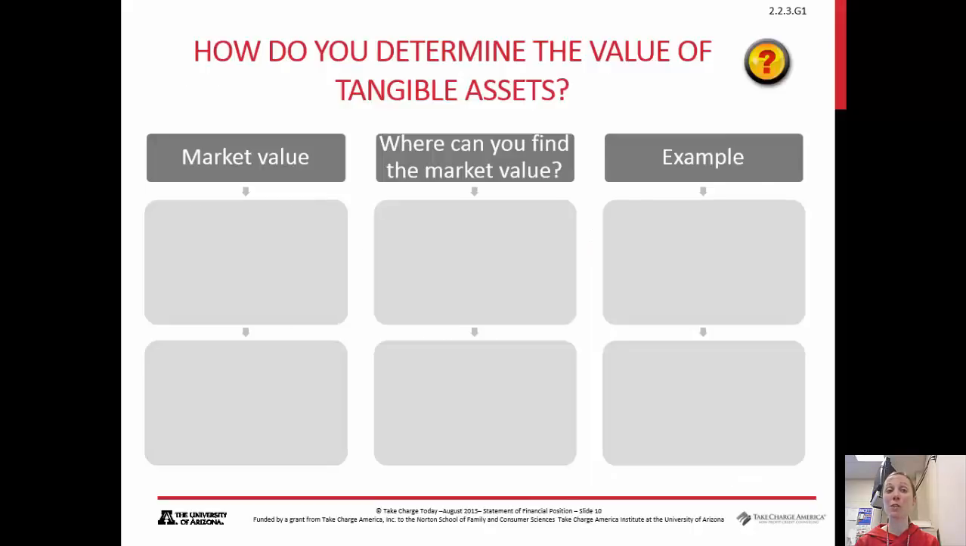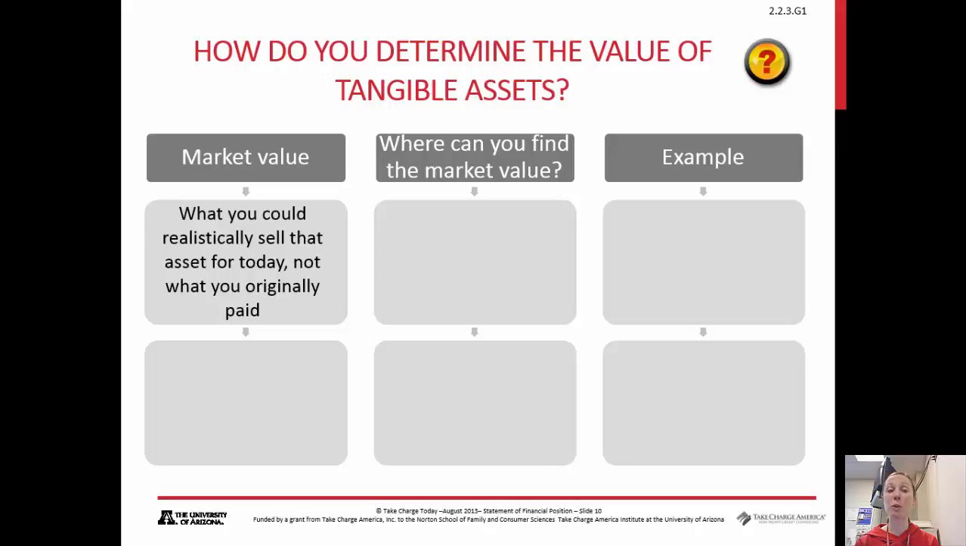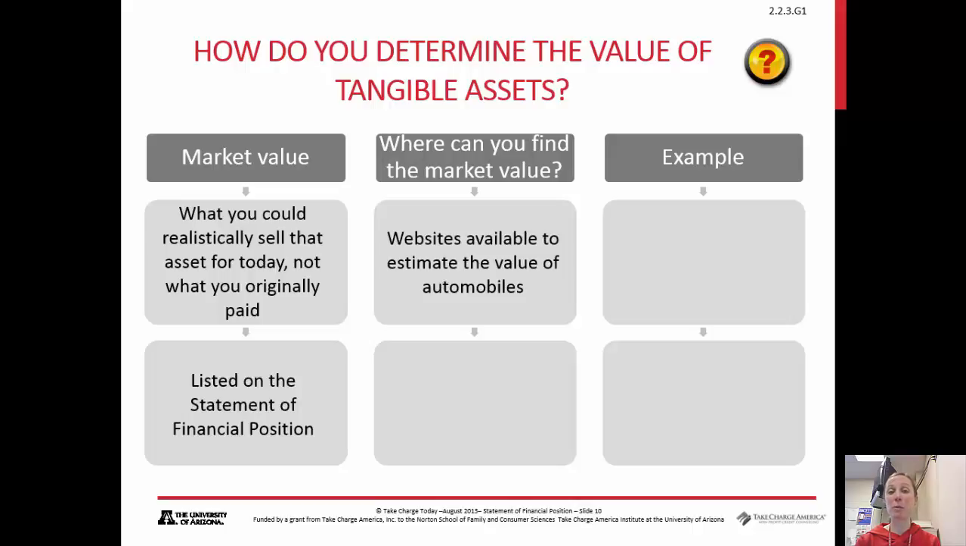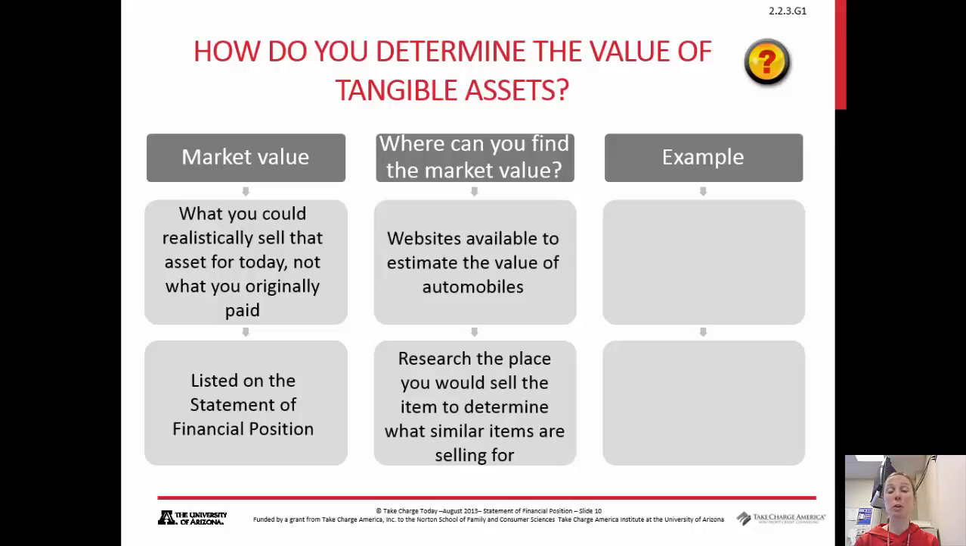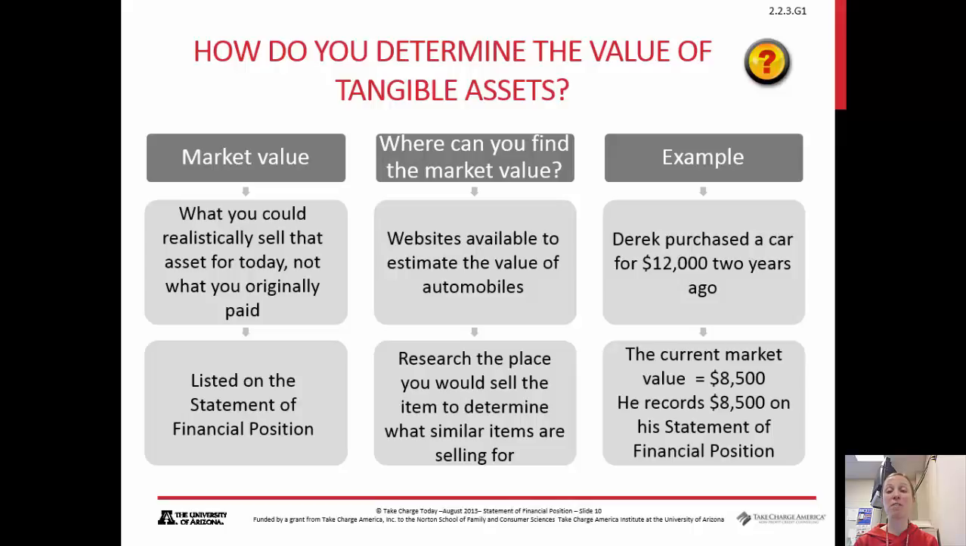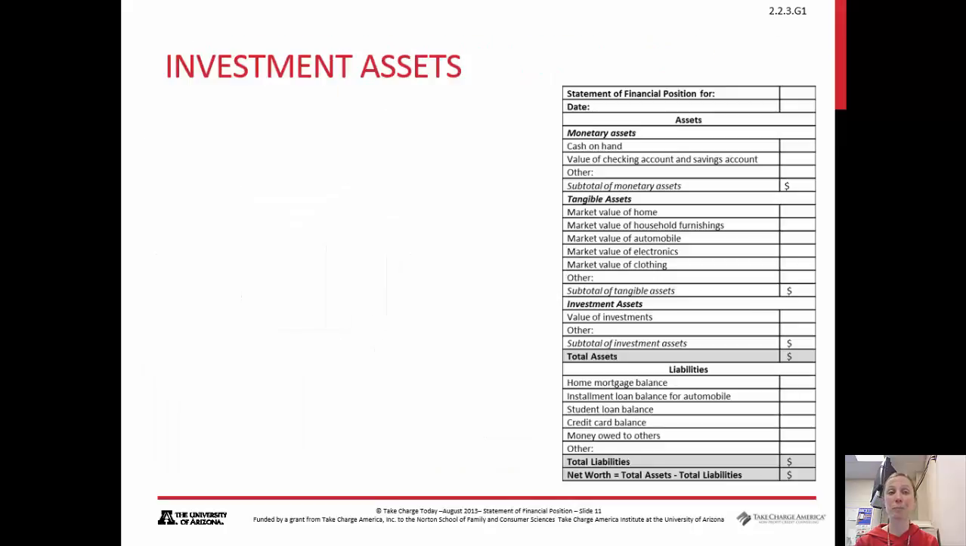How do you determine the value of your tangible assets? The market value is what you could realistically sell that asset for today, not what you originally paid. And that's what you list on the statement of financial position. So you might have paid $5 for that necklace, but maybe it's only worth $3 now. You can find the market value on different websites. You can research where you had bought it and what similar items would be going for. So for example, Derek purchased a car for $12,000 2 years ago. The current market value is $8,500, so that is the number he puts on his statement of financial position.